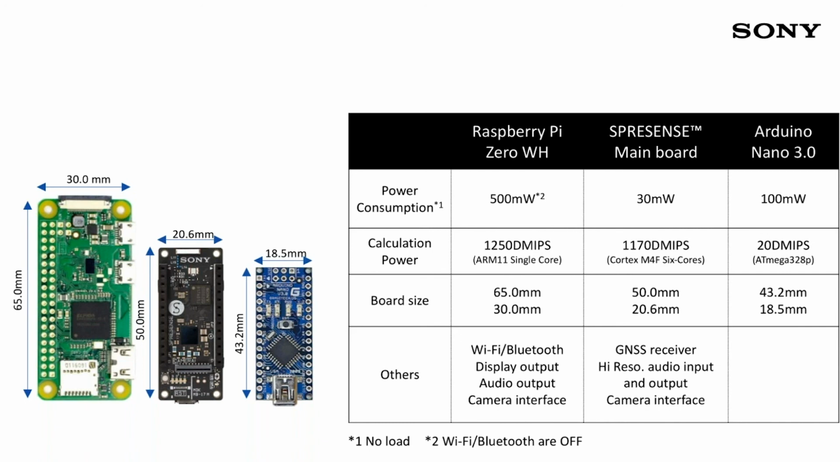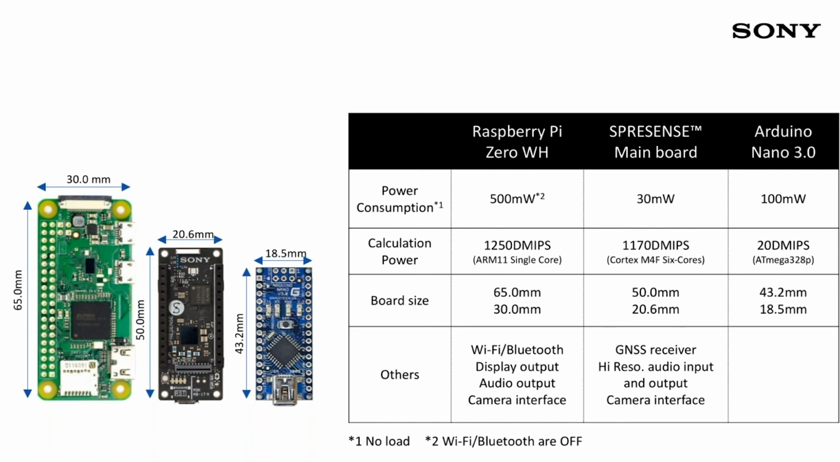And then if you look at the calculation power, for the Raspberry Pi it is 1250 DMIPS, and for Spresense it is 1170 DMIPS. Then Arduino is 20 DMIPS. So this is for the calculation power. If you have more, it means you are doing a better job. But Raspberry Pi has an ARM11, only 1 core. We have 6 cores, and with the 30 milliwatt power, I think this is just to give you the information: okay, I get enough power here.